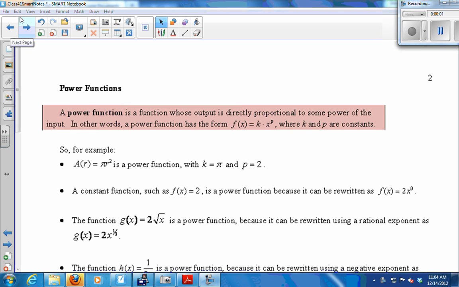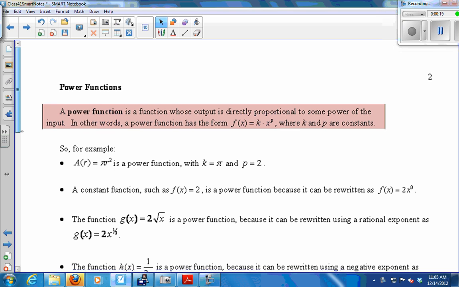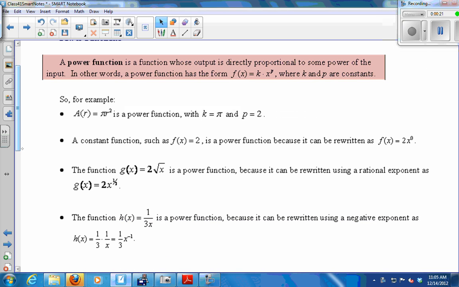Today is going to be on power functions, logistic functions, and data fitting. A power function is a kind of function that we have not yet studied. We're not going to go into depth on all of its characteristics and properties, but it is an important kind of function that can be very useful.